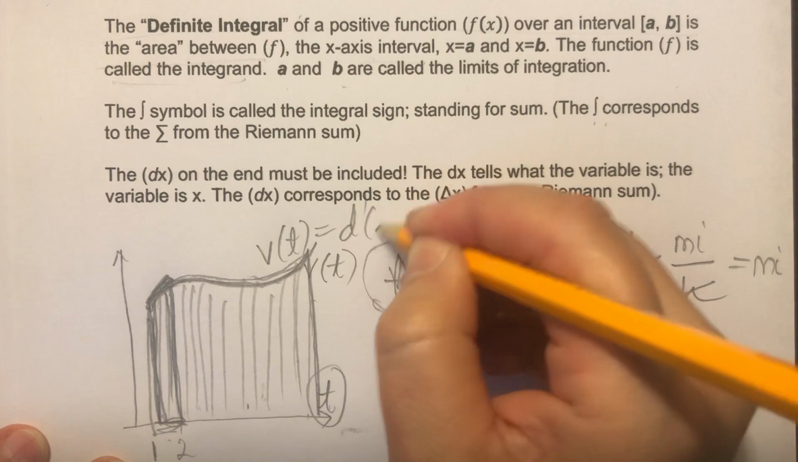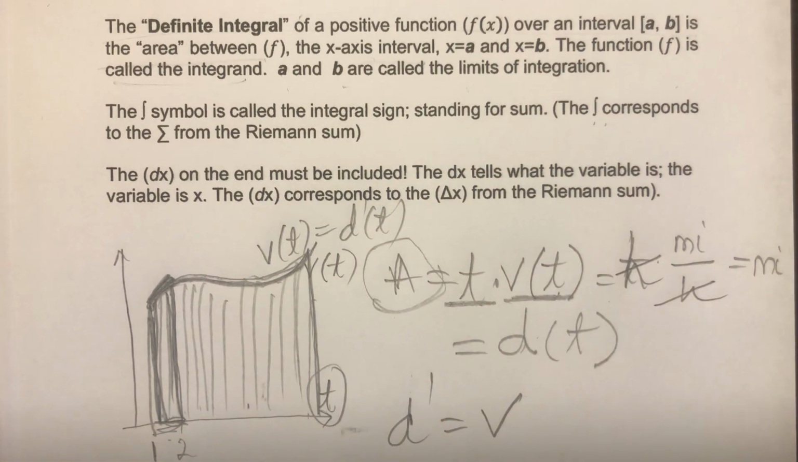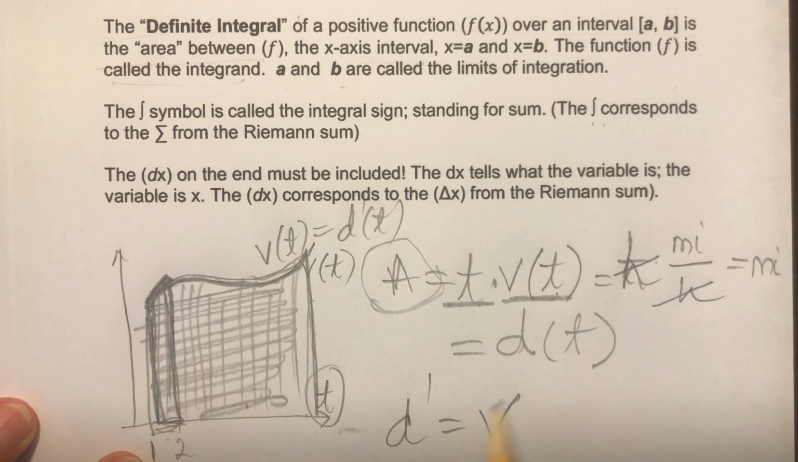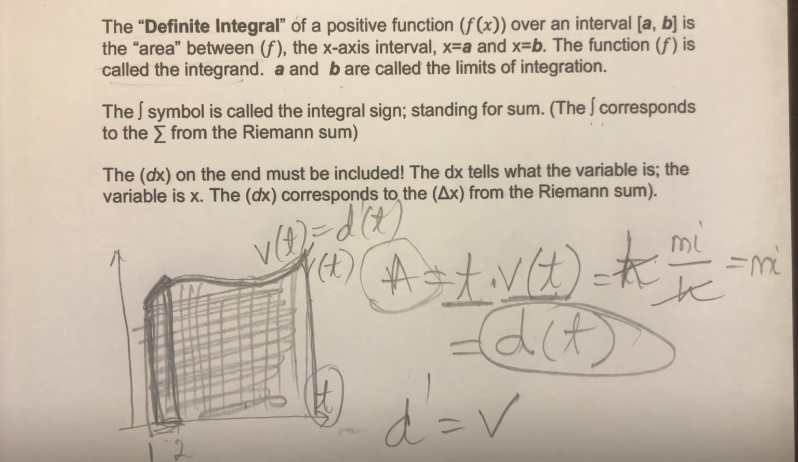It was nothing but the derivative of the distance function. So what is the area under the velocity curve? The distance. So in other words, the antiderivative of the velocity function. I can show you this again.